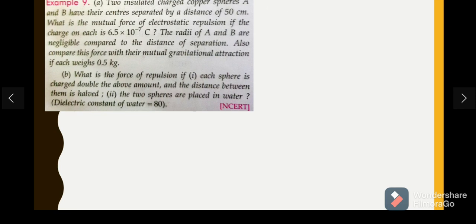So you are given Q1 and Q2 both as 6.5 into 10 to the power minus 7 coulomb. The distance is given as 50 centimeter, so that would be 50 by 100 meter. The radii of A and B are negligible compared to the distance of separation, which validates that Coulomb's law will be valid here. Also compare this force with their mutual gravitational attraction if each weighs 0.5 kg.